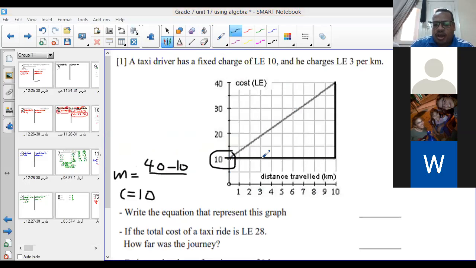Here is the change in x: 10 minus 0. So 40 minus 10 equals 30, divided by 10 equals 3.